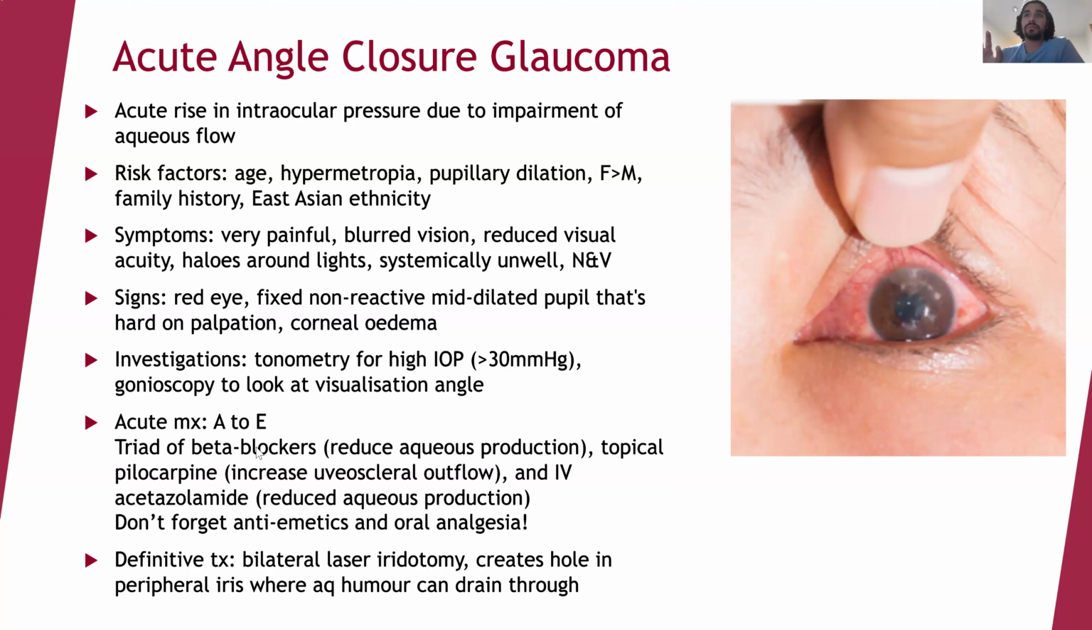Okay, and management for this is that you want to use beta blockers. So it's timolol. This reduces the aqueous production. You use topical pilocarpine. This increases the outflow of the fluid, and IV acetazolamide to reduce production of it. So reduce production and increase outflow. And obviously, don't forget about supportive management, the antiemetics and the oral analgesia. And the definitive treatment is a bilateral laser iridotomy. So it's a laser that creates a hole in the iris, which allows fluid to basically escape if the angle gets closed again.